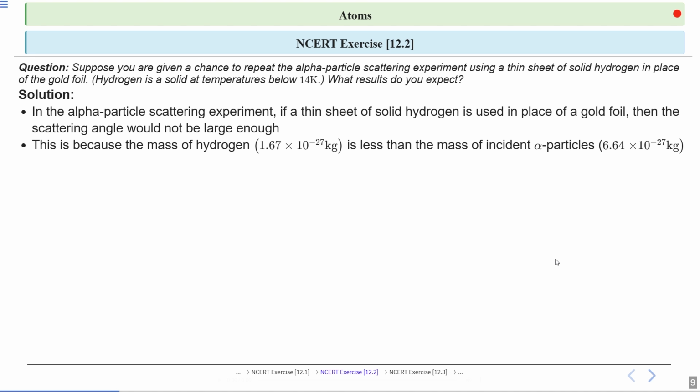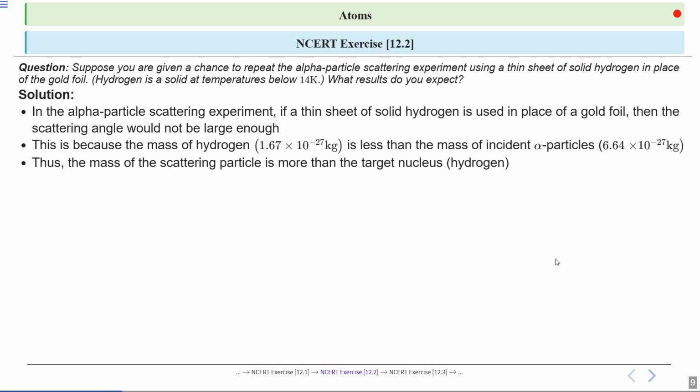Why is this? It's because the mass of a hydrogen nucleus is much smaller than the mass of an alpha particle. Specifically, hydrogen has a mass of about 1.67 times 10 to the power minus 27 kilograms, while an alpha particle is about 6.64 times 10 raised to the power minus 27 kilograms. So the incoming alpha particle is actually heavier than the hydrogen nucleus it hits.